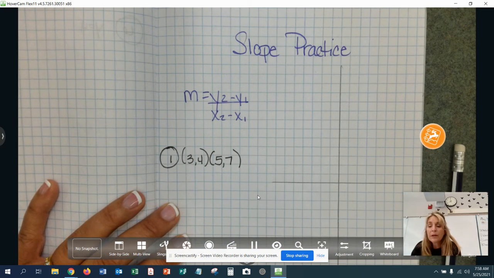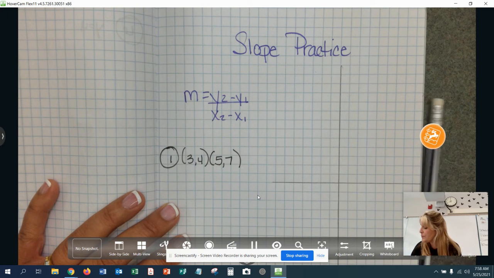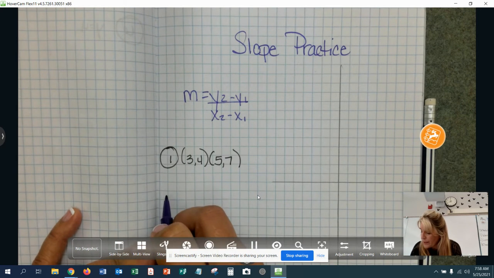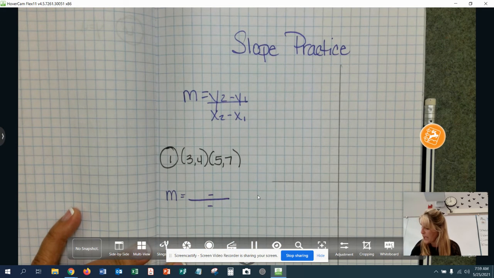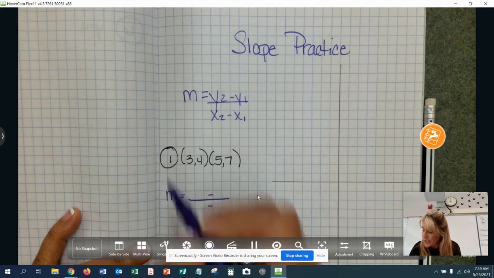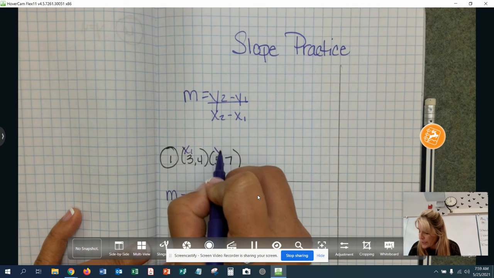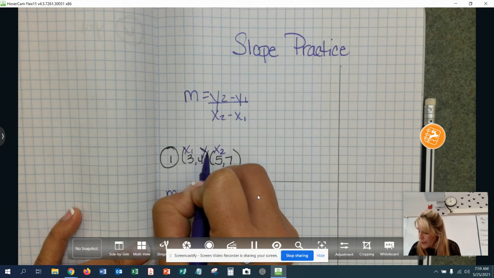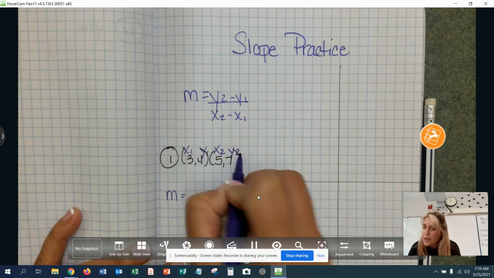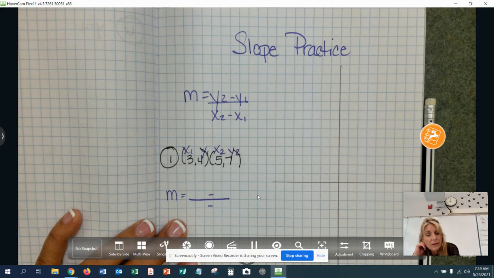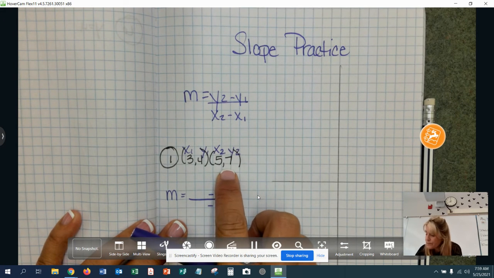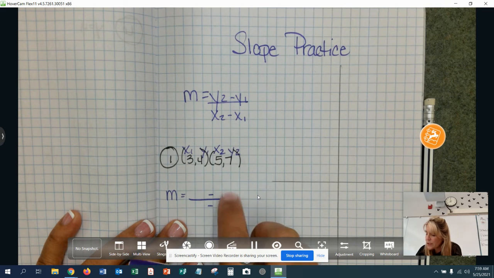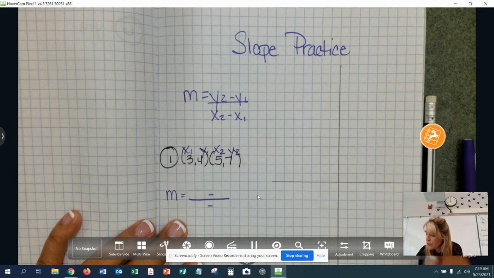So to plug this into our formula, because we're going to have m equals, I'm just going to put the formula together like that. And I'm going to label these guys. This is x1, x2, y1, y2. Now to plug these guys into the formula, remember this goes up front, and this goes on behind when we put it into the formula.